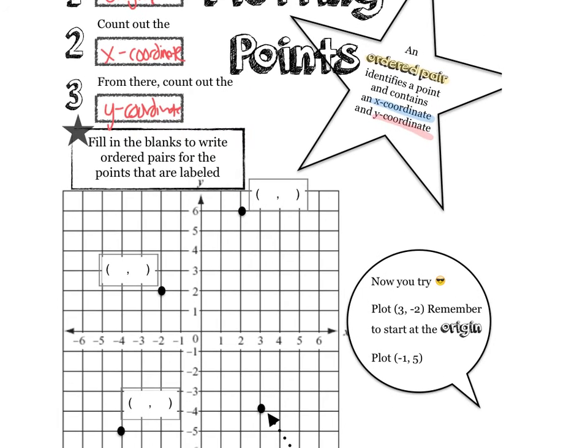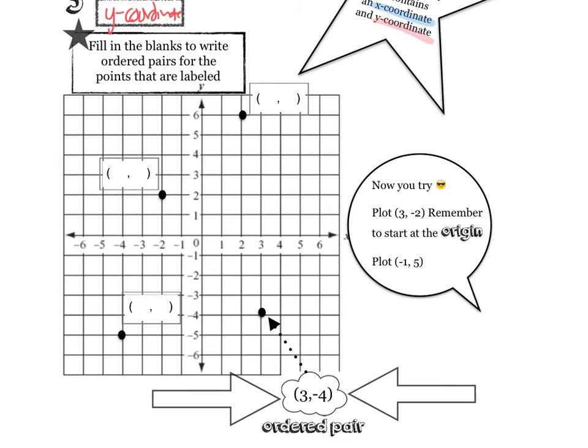So in the next one, it says fill in the blanks to write ordered pairs for the points that are labeled, okay? So in this first point, again, if I start at the origin, I'm going to start in the middle, and I'm going to count how many on the x-axis did I go. I went 2 on the x-axis, so that tells me that my x coordinate is going to be 2. And then from there, I'm going to count how many up did I go on the y-axis. And I notice that on the y-axis, I ended up at the point 6. On my y, I went up 6 notches, so my ordered pair is 2, 6 here.